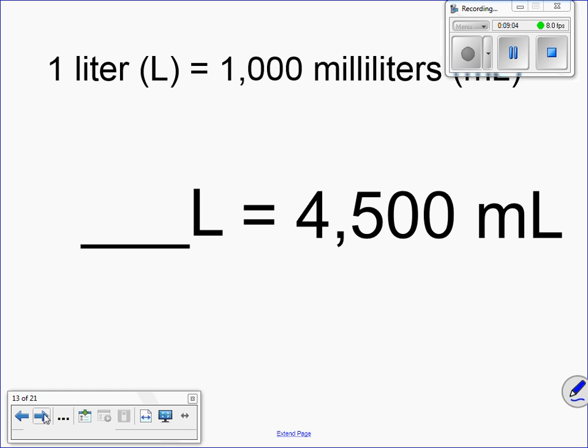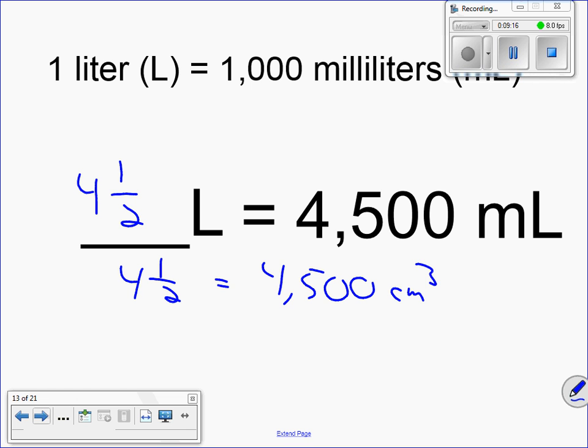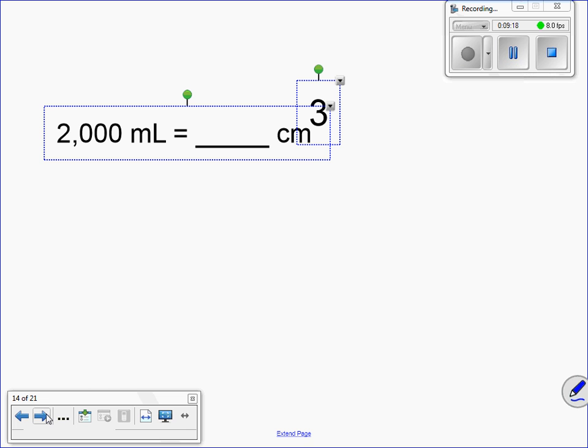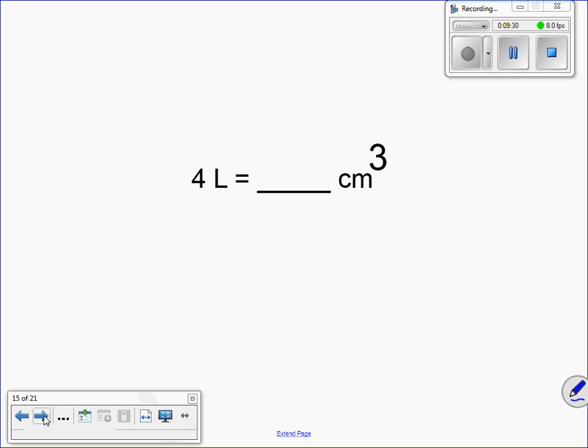4,500 milliliters would be 4.5 liters. 4.5 liters also equals 4,500 cubic centimeters. 2,000 milliliters equals 2,000 cubic centimeters. It also equals 2 liters, doesn't it? 4 liters equals 4,000 milliliters, which is also 4,000 cubic centimeters.